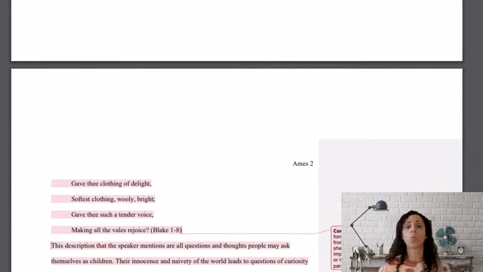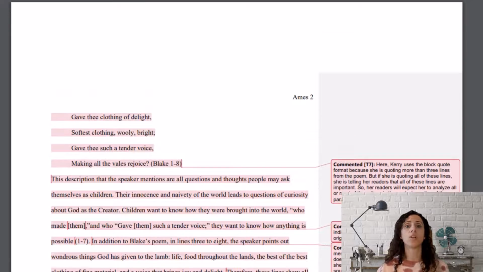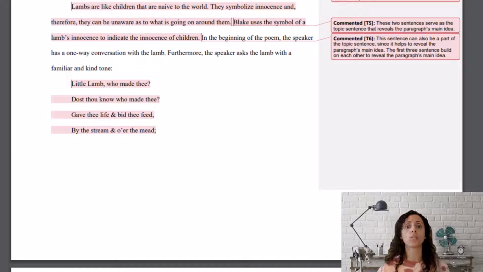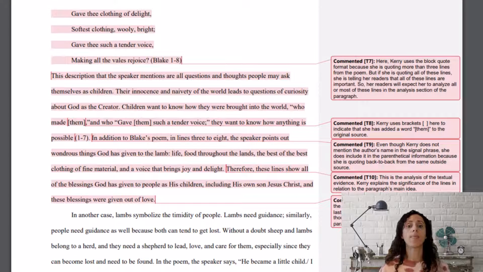And if she's quoting 8 lines, she has to analyze most of these lines. And here we have the quote sandwich. She gives us a signal phrase by setting up the quotation. She says, "Furthermore, the speaker asks the lamb with a familiar and kind tone." So that's the signal phrase. She's setting up the quotation. Then she gives us the quotation in the block quote format. And then the rest of the paragraph is the analysis.